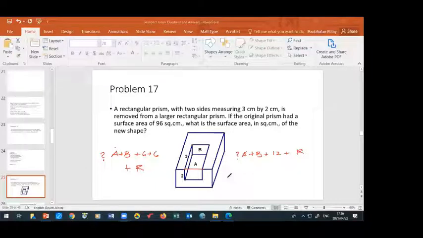You say, what the heck? We don't know what these things are. But now watch very carefully. You see this B here. They say the original prism had a surface area of 96. Now, what was that? What is 96? 96 is all this part here, this rest, what we call the rest, plus this piece here which was removed, but that is the same as B.